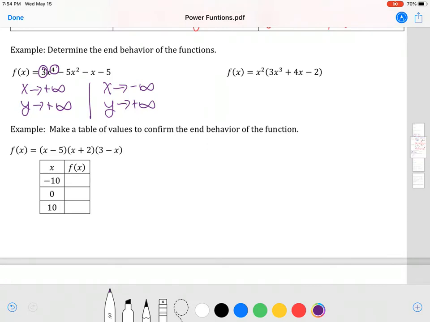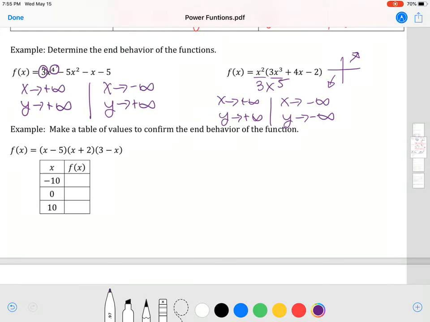For this example here, if I were to actually multiply this out, I would get a leading term that was 3x to the fifth. So that means I have a positive leading coefficient with an odd degree. So that means my arrows are going to be in the third and in the first quadrant. So I would say as x goes to positive infinity, y goes to positive infinity. And as x goes to negative infinity, y goes to negative infinity.